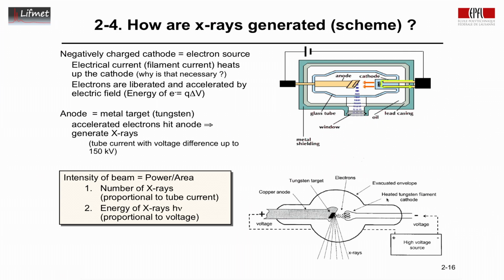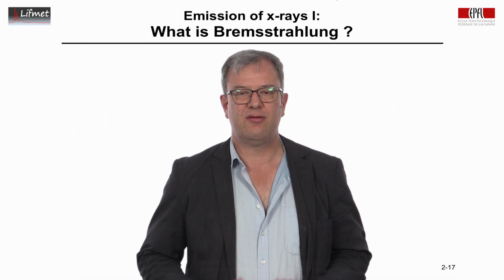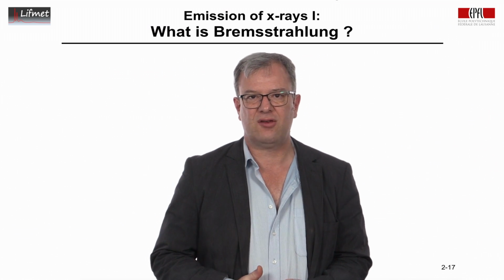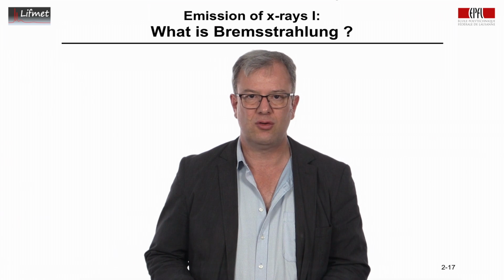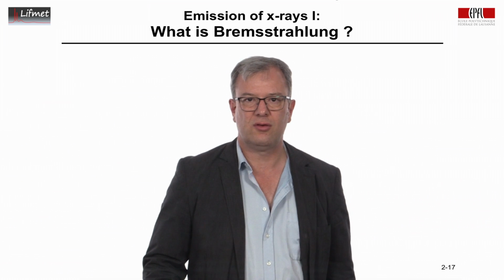Here is just a scheme showing the same thing again. We have the filament current, we have the anode target, the voltage between here, and the whole thing is in a tube in the vacuum. Otherwise the electrons will never see their target. Now, ideally, I said the electrons have an energy of 150 kiloelectron volts, and ideally this will produce X-rays of energy for each photon, for each electron that hits the target, of 150 kiloelectron volts.